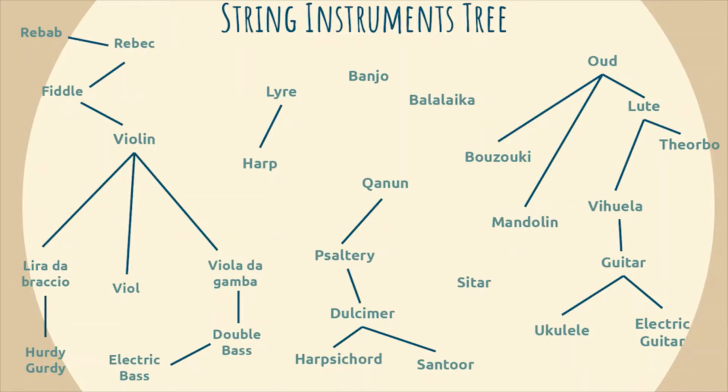We can trace down the ancestors of the guitar beginning from the oud, then the lute, then the vihuela, which was then widened to make the guitar, which then eventually gave birth to the ukulele and the electric guitar.